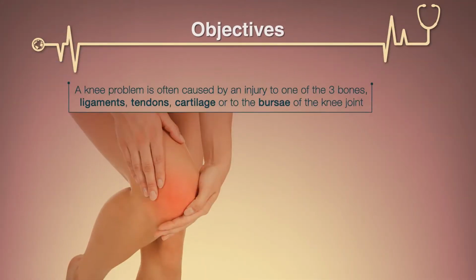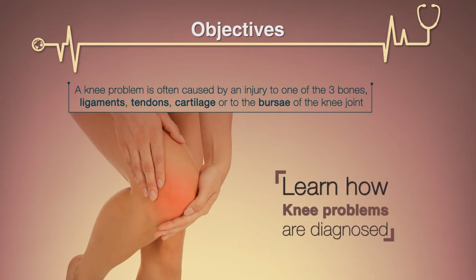Although a knee problem is often caused by an injury to one of the 3 bones, ligaments, tendons, cartilage, or to the bursae, it may have another cause. Some people are more likely to develop knee problems than others. Many jobs, sports, and recreation activities, getting older, or having a disease such as osteoporosis or arthritis increase your chances of having problems with your knees. In this course, the objective is to help you learn how knee problems are diagnosed.